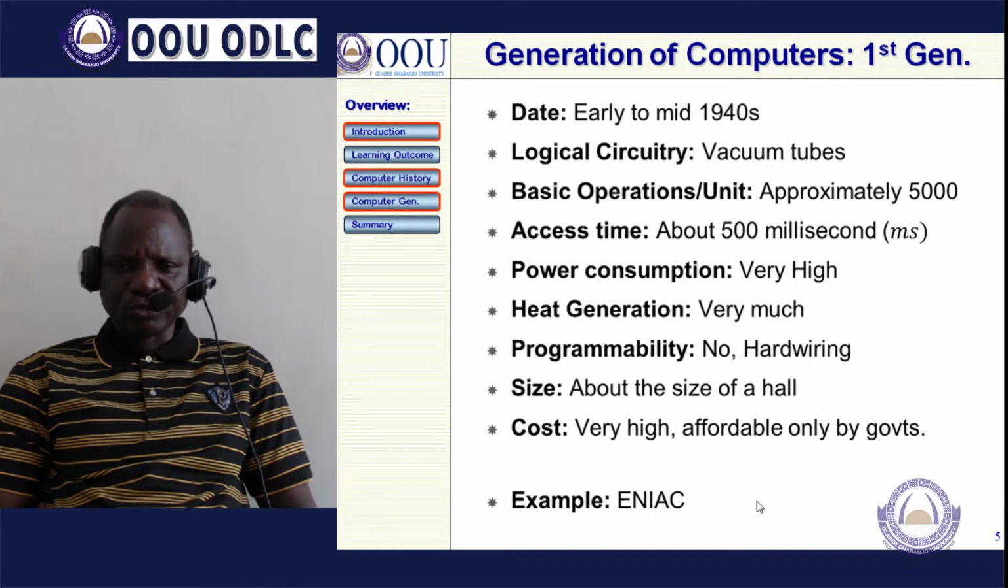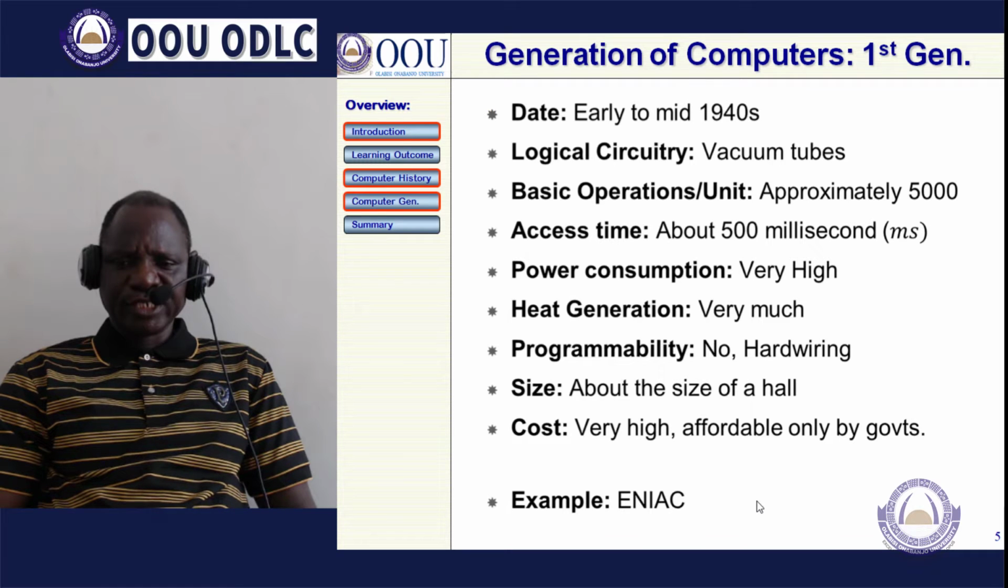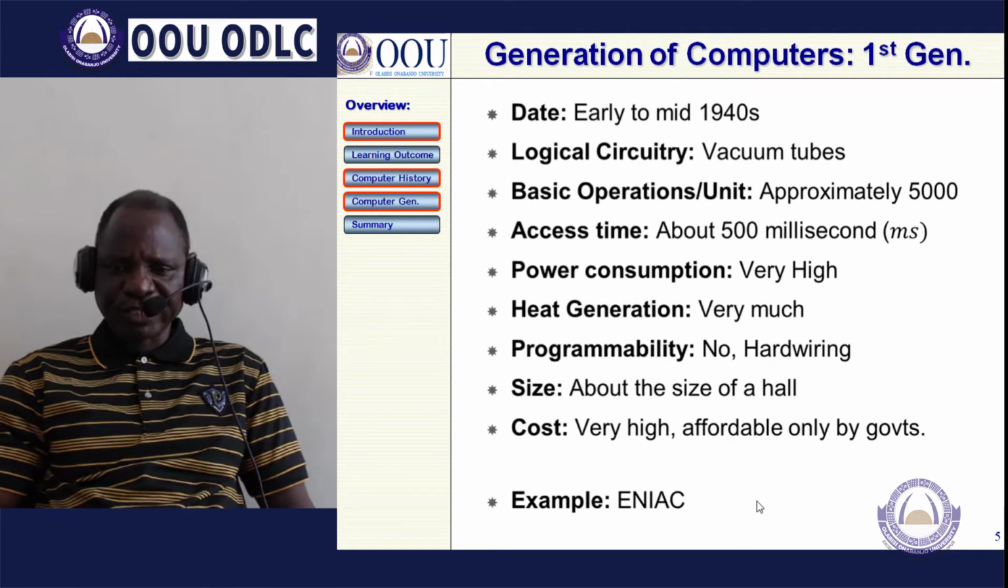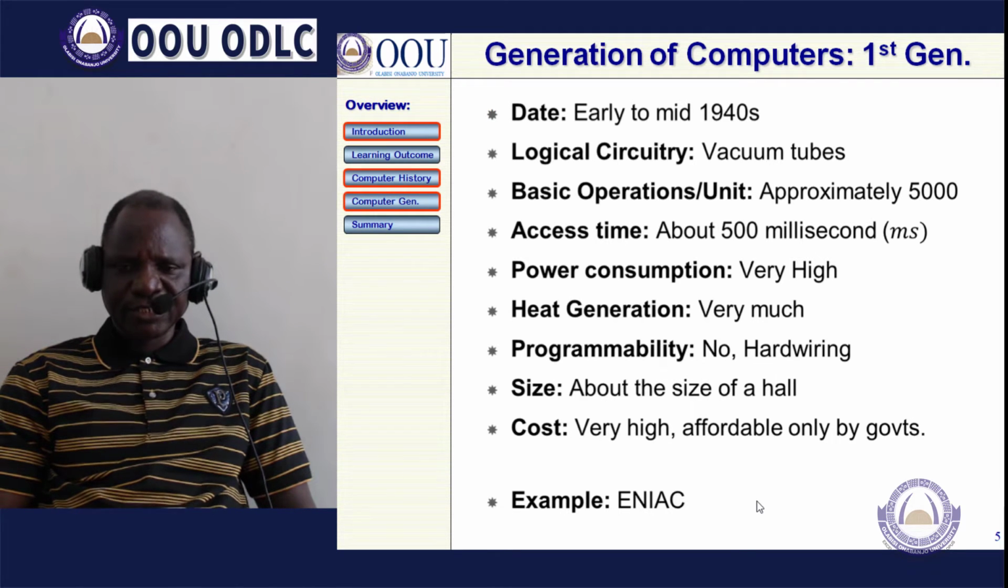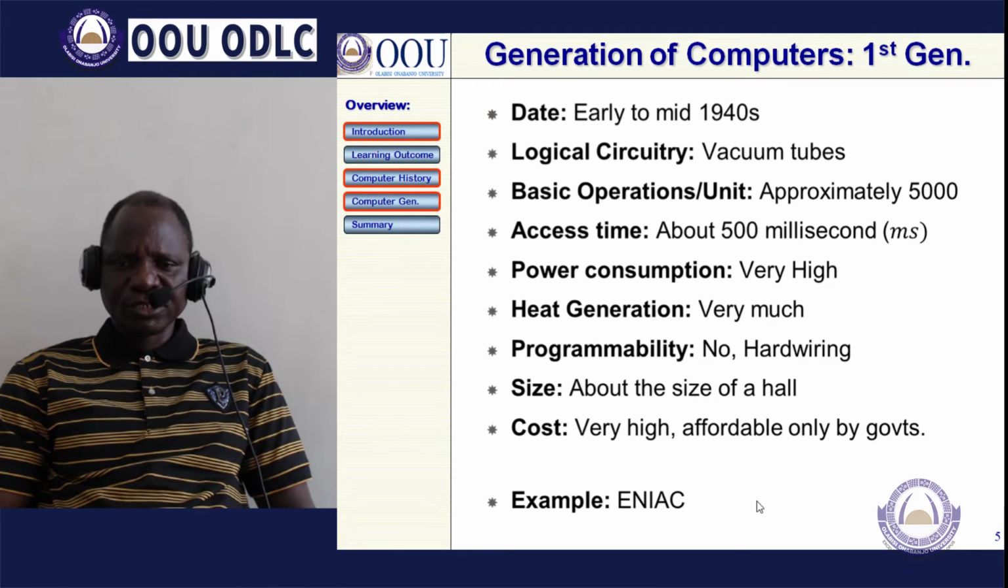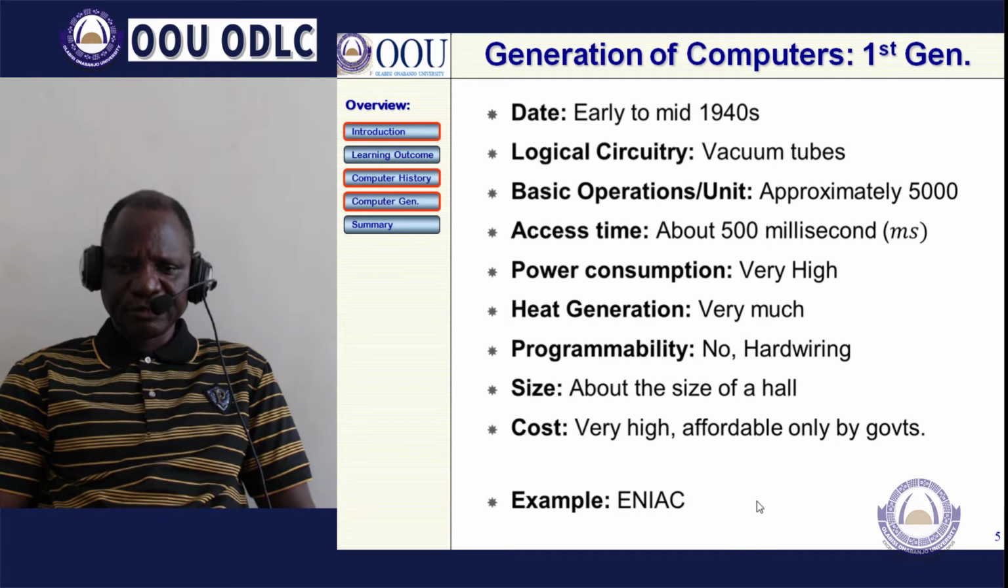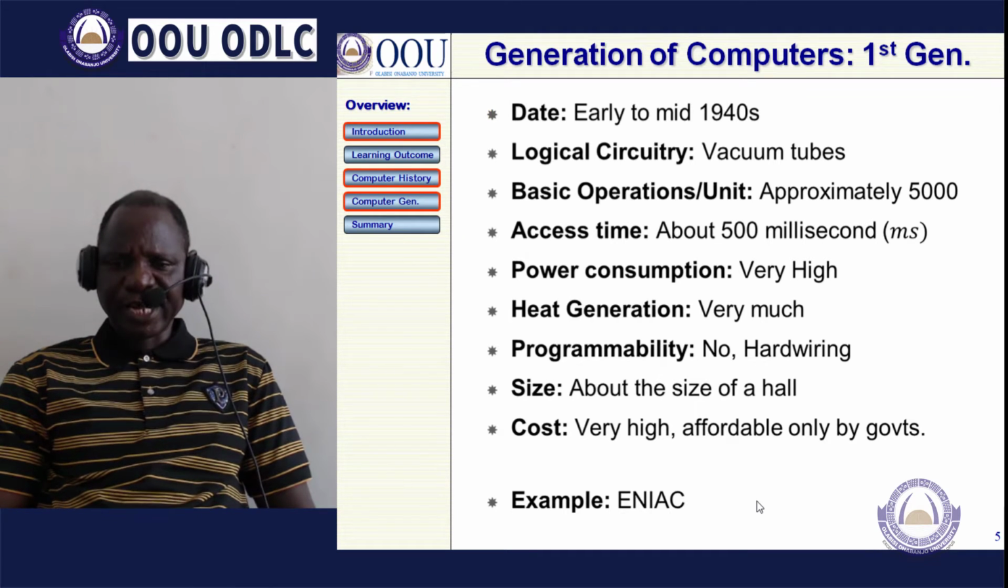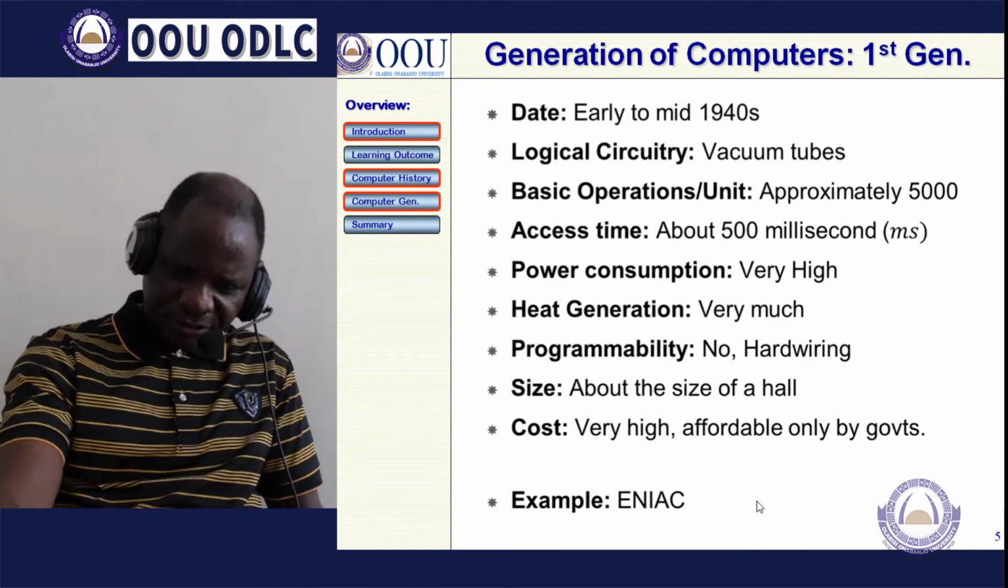In terms of power consumption, they consume very high power and generate very much heat. They cannot be programmed, so they are hardwired, that is, they are made to solve only one specific problem, so they are hardwired to solve such a problem. They are about the size of a hall, which means the first generation computers were very big and their cost was very high and could only be afforded by governments. Examples include ENIAC, referred to as Electronic Numerical Integrator and Calculator.